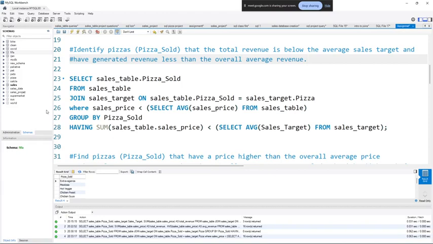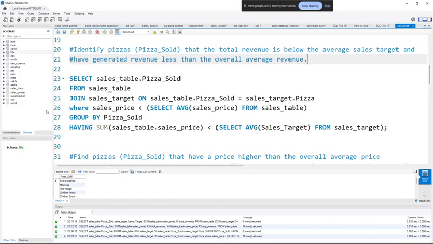What I'm saying, sir, is that when you're using the where clause, because you wrote where sales price, which is revenue, is less than average revenue, if you use it in the where clause like this, it is going to filter every revenue that is less than the average out of the table before proceeding with the rest of the query.